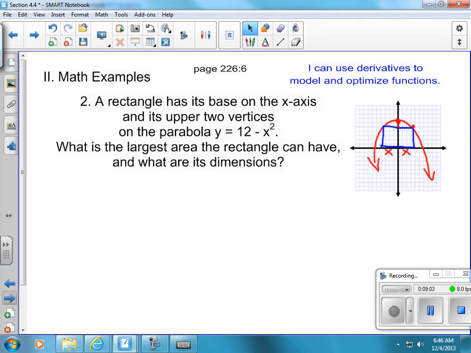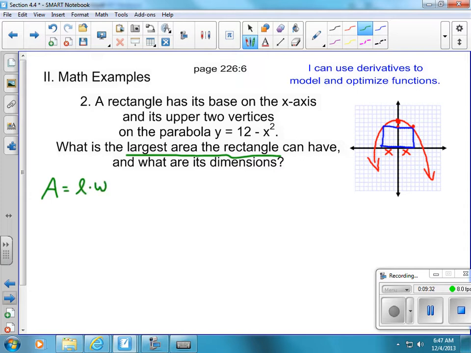A rectangle has its base on the x-axis and its upper two vertices on the parabola, 12 minus x squared. What is the largest area the rectangle can have, and what are its dimensions? All right, so this is one where, using the steps of solving min-max problems, you want to draw a picture. All right, so largest area, always look for what we are trying to optimize. We're trying to optimize the area. So area is length times width. We need to do the length times width in terms of x.